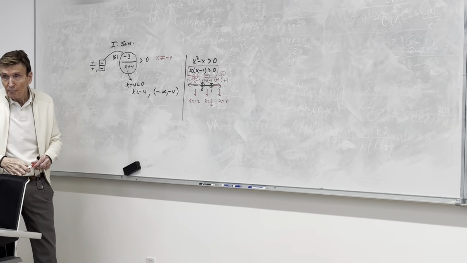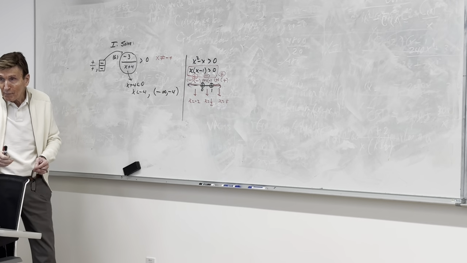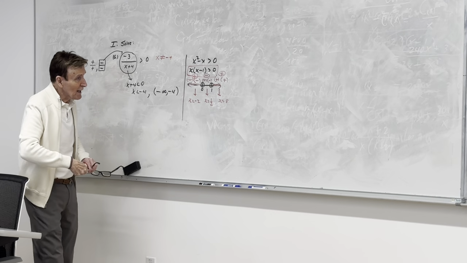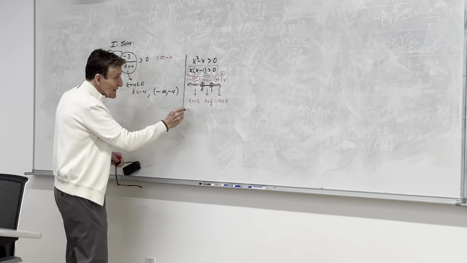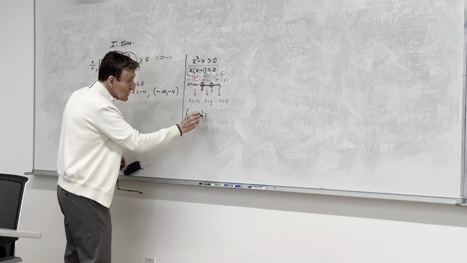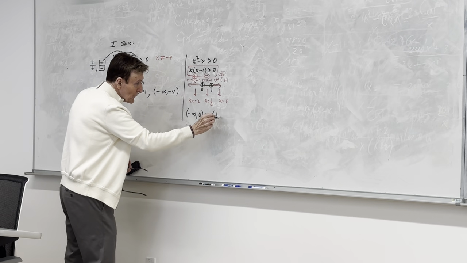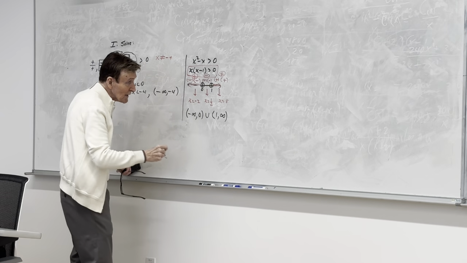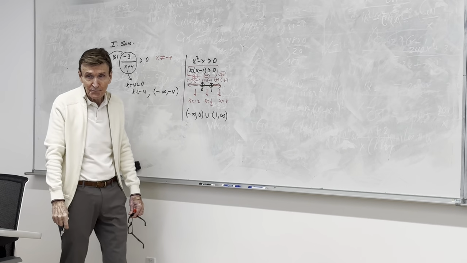Everyone agree? Yes. So that's more in line with what we were doing last week. Now, interval notation for an answer: negative infinity up to 0, union what? 1 through infinity. And there's your answer.